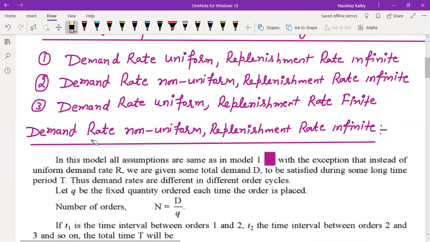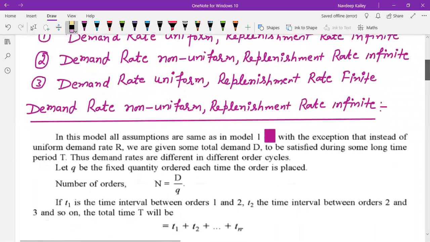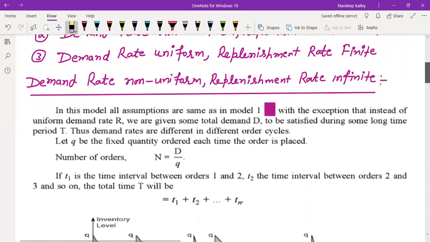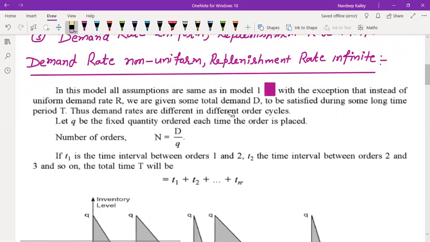First we discuss the second type of model, having demand rate non-uniform and replenishment rate infinite. In this model, all assumptions are the same as we discussed in model 1, with the exception that instead of uniform demand rate capital R, we are given some total demand capital D to be satisfied during some long time period capital T. Thus, demand rates are different in different order cycles.